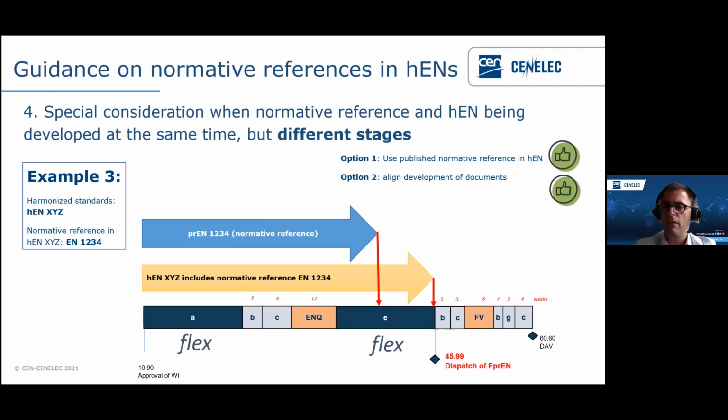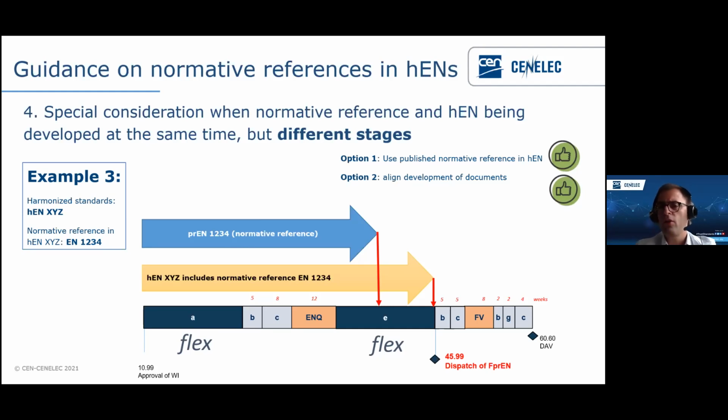Option 1 is that the technical committee will use the published normative reference in the harmonized standard, for example, EN 1234 from 2012. Option 2 is to wait for the normative reference to reach the stage of submitting the document to formal vote, so to align the development of the two documents and launch the formal vote together. And this means that the normative reference would be FPREN 1234 if we go with option 2, but option 1 is also fine if you want to include the current published version.